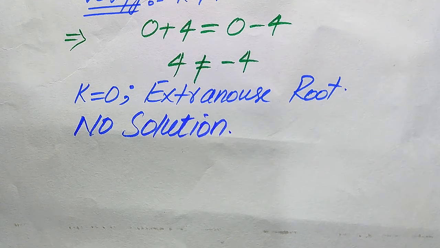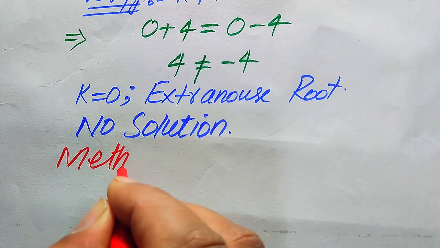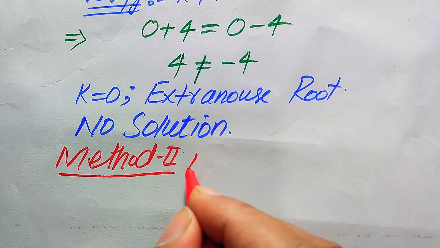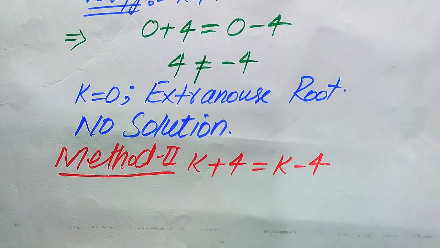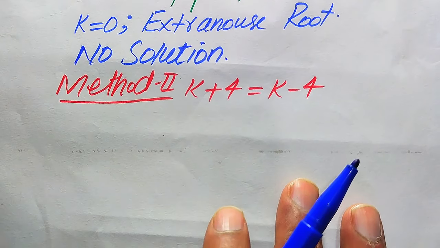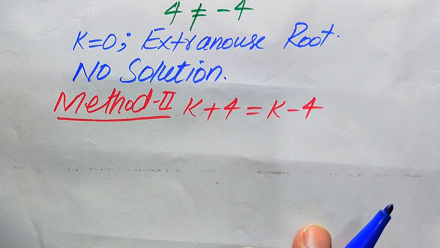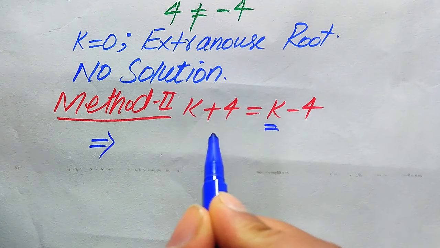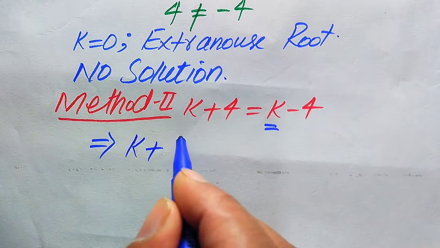And now we again solve this problem by the second method. So here for the second method we need to copy down the given question statement. Here it is k plus 4 equals k minus 4. This is our given question statement. And here in the second method we directly move towards the solution set of this problem. So for this we move this k from the right-hand side to the left-hand side, and it will be written as k plus 4.